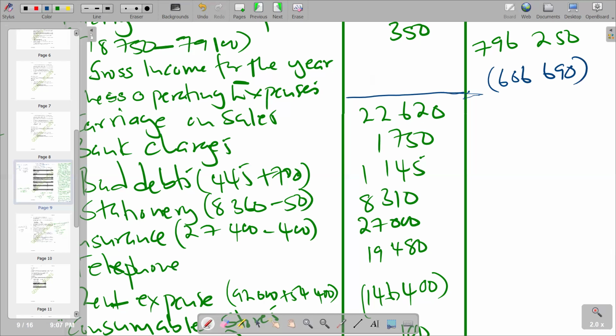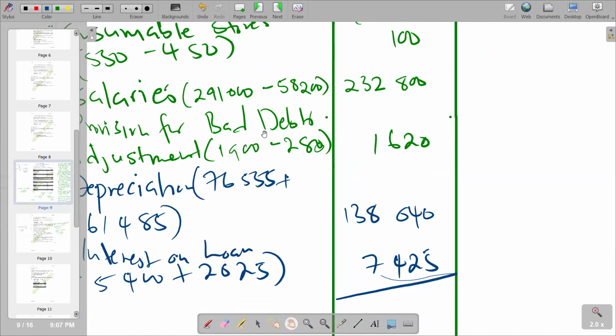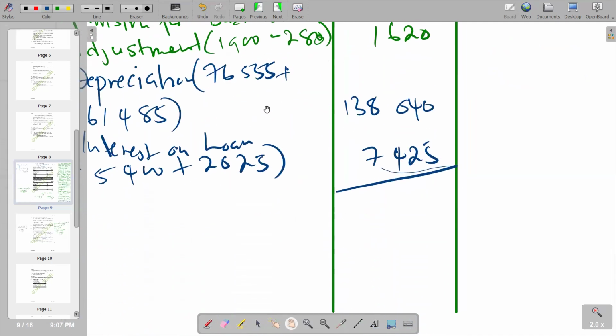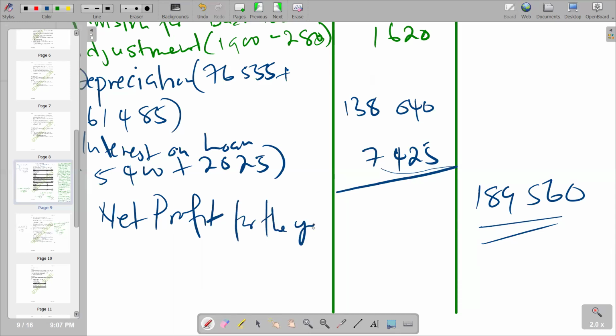So if you subtract correctly there, the net profit for the year will be 189,560. 189,560 is our final figure in the income statement, and becomes net profit for the year. So this is what we have as our final figure in the income statement.